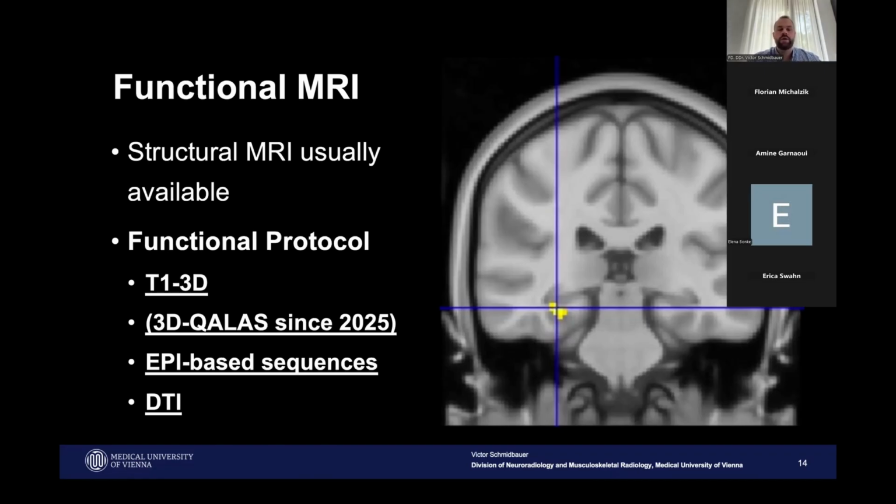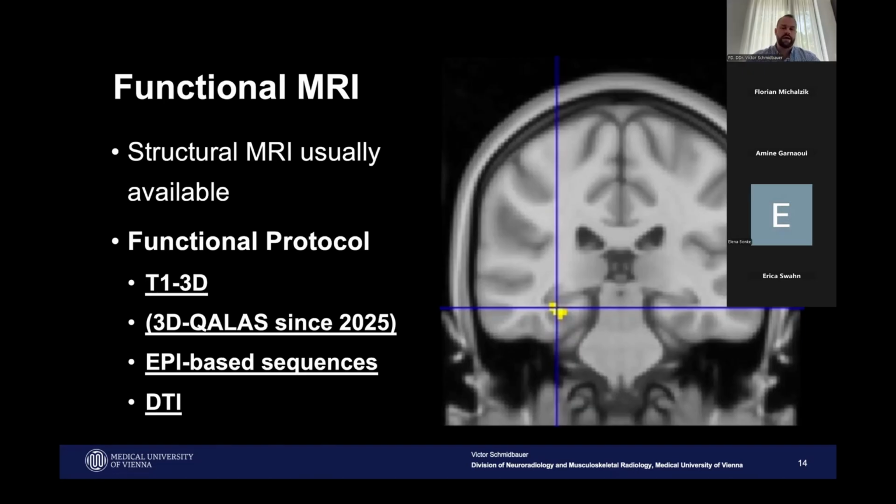And as mentioned, usually we already have structural imaging to check where the lesion is, and where our activity patterns are in relation to these lesions. So we use a protocol consisting of a T1 3D sequence, usually EPI sequences for functional tasks, and a diffusion tensor imaging sequence. And last year, we also added the 3D color sequence to this protocol.